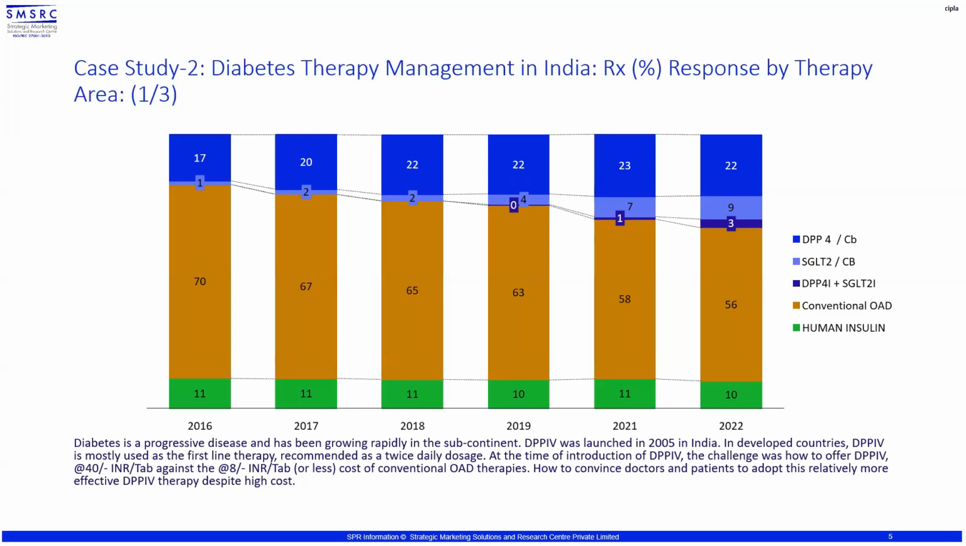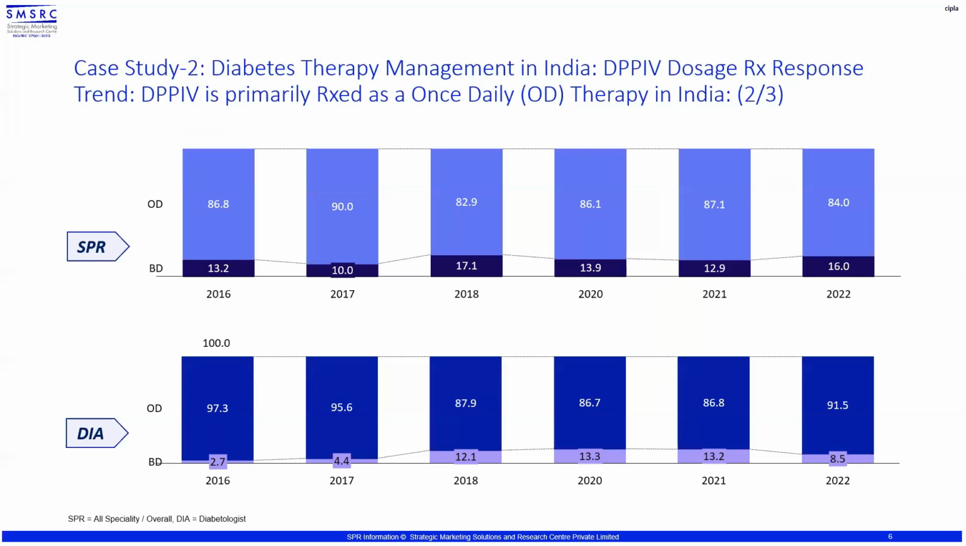So the challenge was how to replace a therapy priced 5 times higher with a therapy at 1/5 the price, which is being used by every diabetologist and every doctor. How do we convince the doctor and the patient to adopt this relatively more effective DPP-4 therapy despite its high cost? So patient centricity can also address the affordability factor. This is a case study which talks about that.